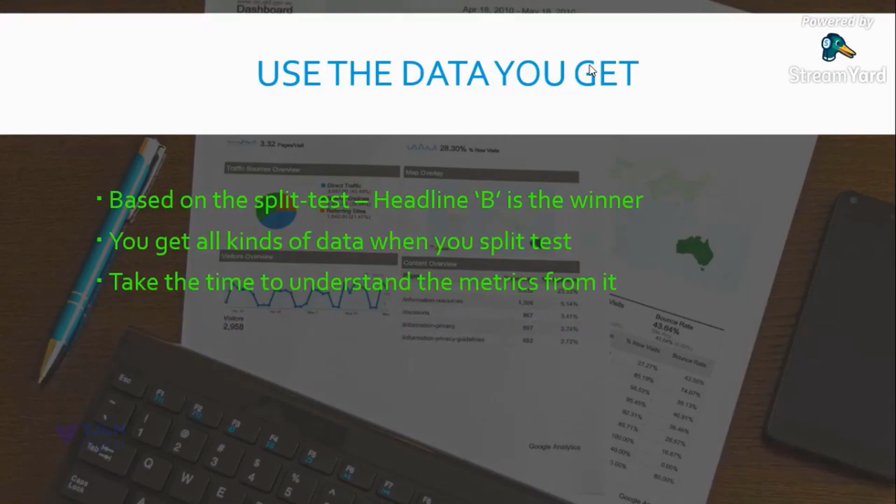Because when you split test, you get all kinds of data. You get things like the way people interact with your page. You can get all kinds of information and time spent on page, depending on how deep your data goes and how big your split test is. The possibilities are endless for the information you can gain and analyze.